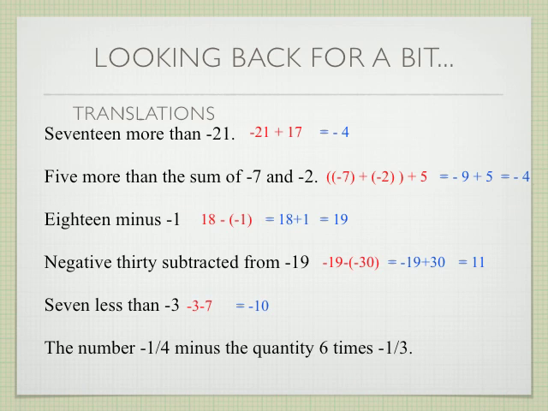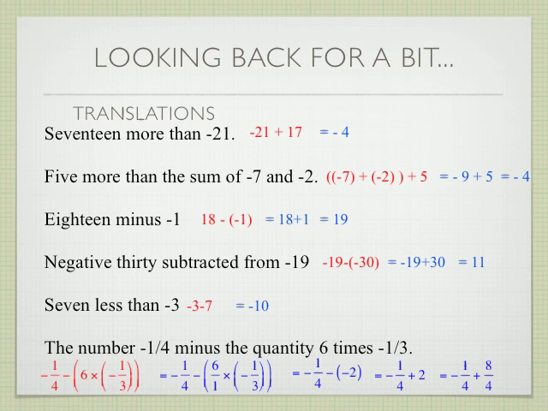The number negative 1/4 minus the quantity. Quantity means put it in parentheses. 6 times negative 1/3. So I have negative 1/4 minus the quantity, big old set of parentheses, 6 times negative 1/3. The inner parentheses are just there so it doesn't look funny. So to multiply those, I have to think of 6 as being 6 over 1. So 6 over 1 times negative 1 over 3 is negative 6 over 3, which is negative 2. So that's negative 1/4 plus 2, which is negative 1/4 plus 8/4, which is 7/4. Go ahead and pause that if you need to look at it for a second.